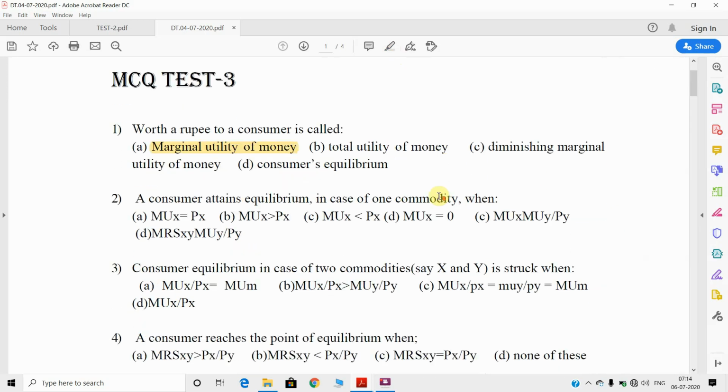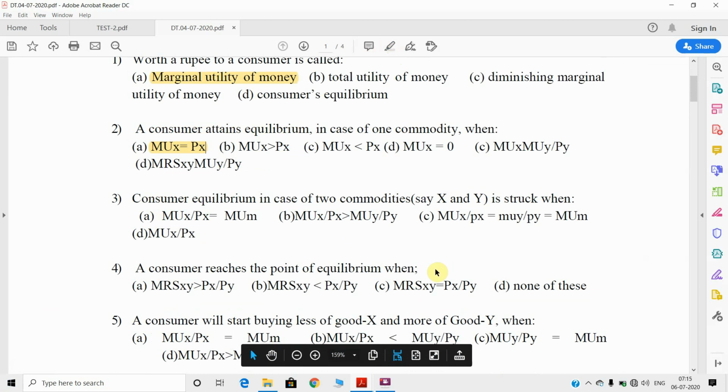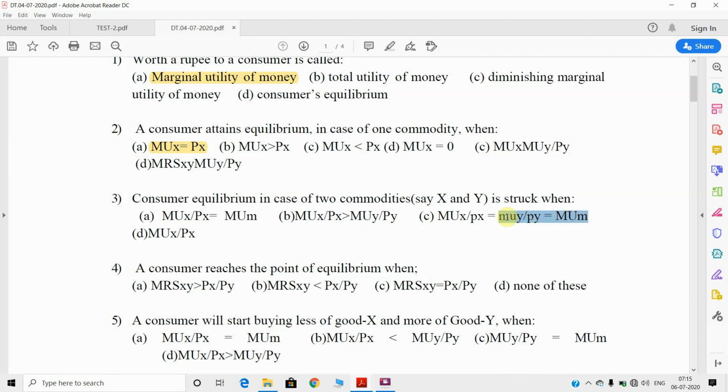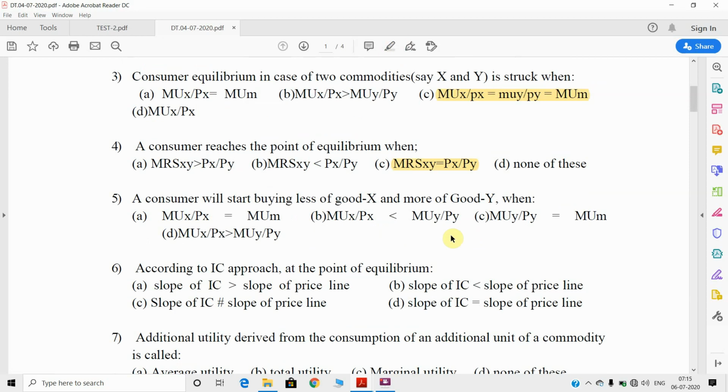Next, a consumer attains equilibrium in case of one commodity when MUx is equal to Px. That is very easy in case of diminishing marginal utility, right? A consumer's equilibrium in case of two commodities X and Y is struck when, the answer will be C, that is the condition of equimarginal utility, right? And the fourth question: a consumer reaches the point of equilibrium when MRSxy is equal to Px/Py. These are very simple questions. We have taught them in the previous class.